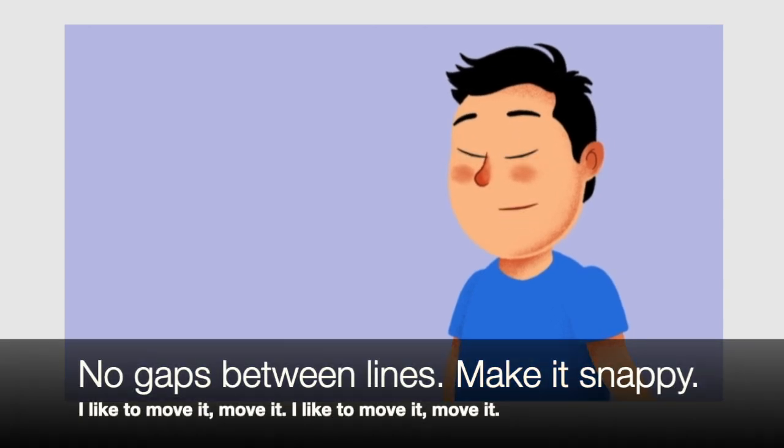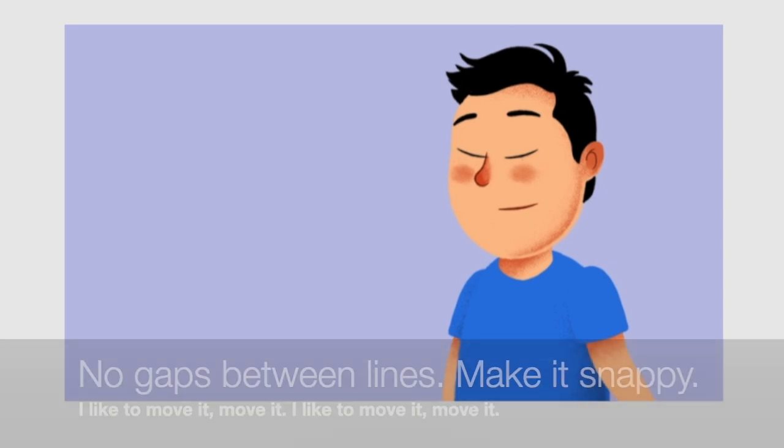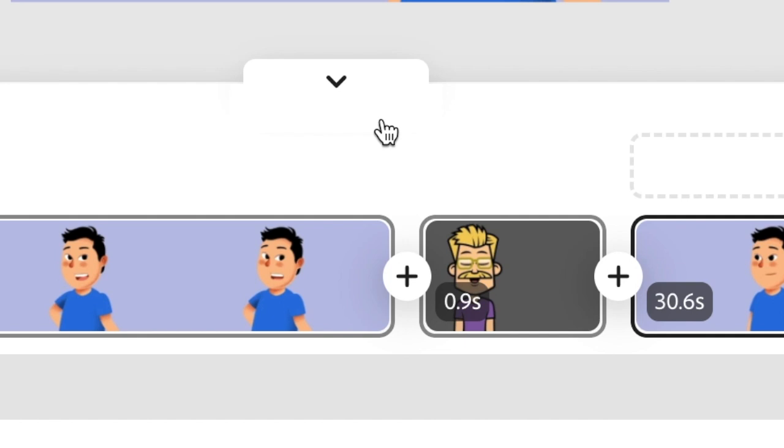Remember, we want the minimum amount of space that we can get between the lines. We want to move fast. If you need to make something shorter at the end, grab the end point. Move it to the left. If you want to move the end point in so there's not as much silence before it starts, grab the end point, move it to the right, and get rid of the extra junk.